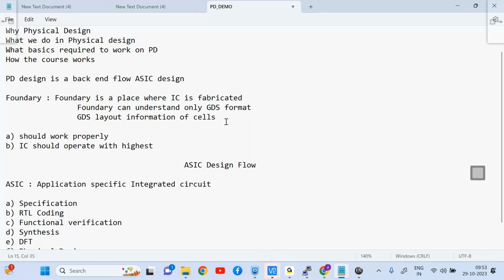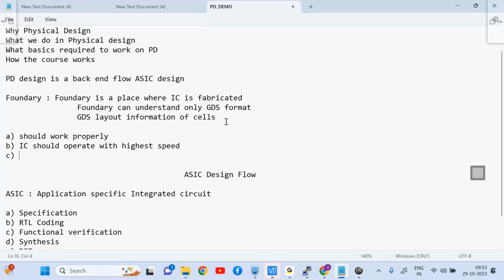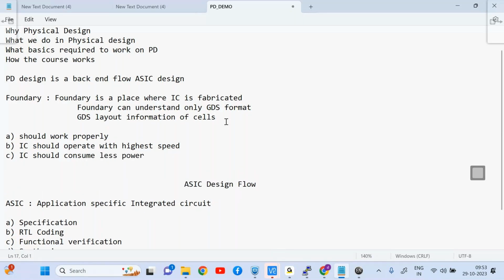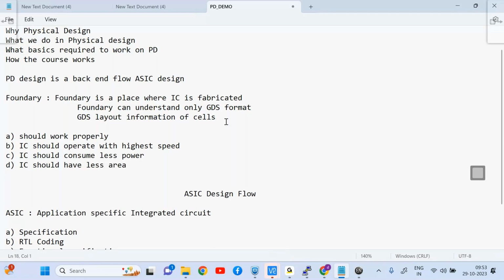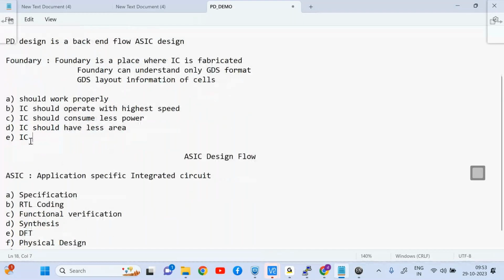Highest speed. IC should consume less power, and IC should have less area, and the third thing is the IC should be in a position to be fabricated. Whatever design we have should be fabricated properly without any problem, right?